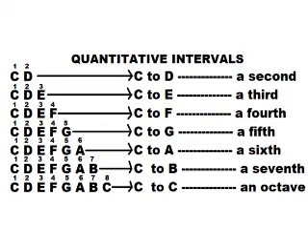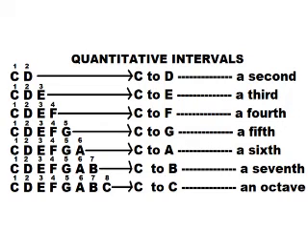If I want to check the quantity between C and F, for instance, I'll check from C: I have D, E, F. So from C to F is a fourth, because from C to D is a second, from C to E is a third, from C to F is a fourth. F is a fourth alphabet ahead of C. From C to E will give us a third because we have C, D, and E. E is a third alphabet ahead of C, while D is a second alphabet ahead of C.